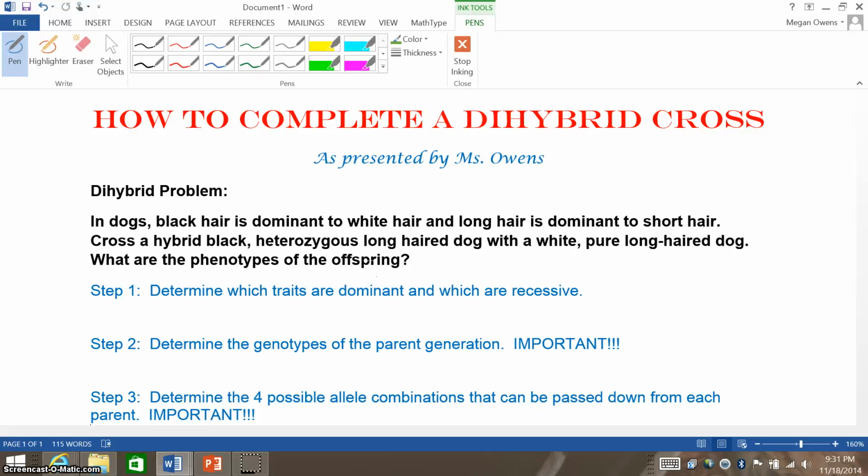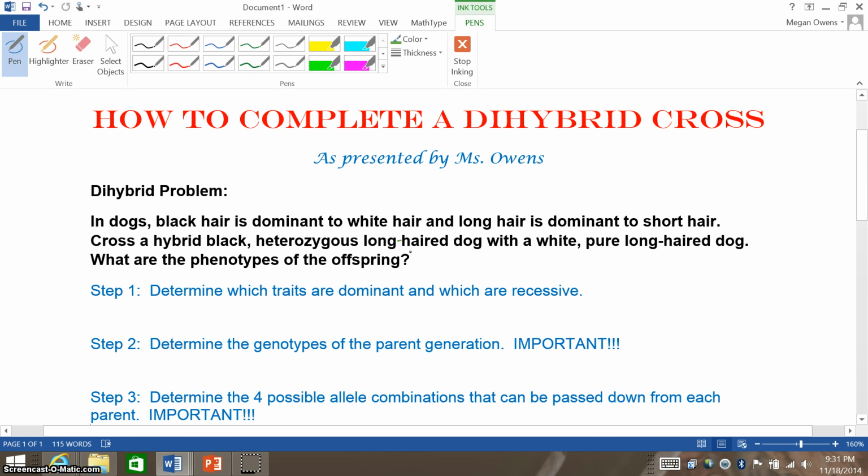If you take a look at our particular dihybrid problem, it's talking about dogs and it tells you black hair is dominant to white hair and long hair is dominant to short hair. It then tells you to cross a hybrid black heterozygous long-haired dog with a white pure long-haired dog. And then it asks you to determine the phenotypes of the offspring.